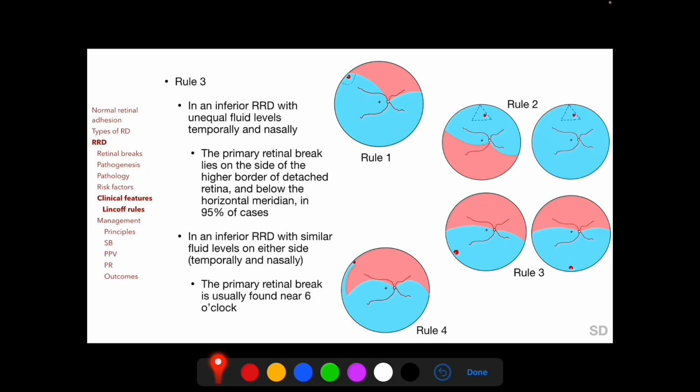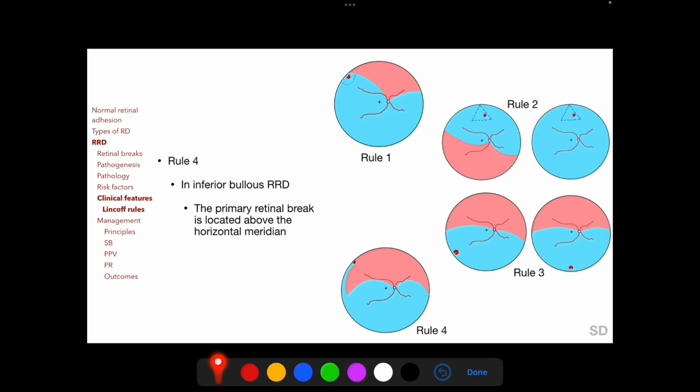Rule 3 states that in an inferior RRD with unequal fluid levels temporally and nasally, the primary retinal break lies below the horizontal meridian and on the side of the higher border of the detached retina, and in an inferior RRD with equal fluid levels temporally and nasally, the primary retinal break lies near 6 o'clock position. Rule 4 states that in inferior bullous RRD, the primary retinal break is located above the horizontal meridian.